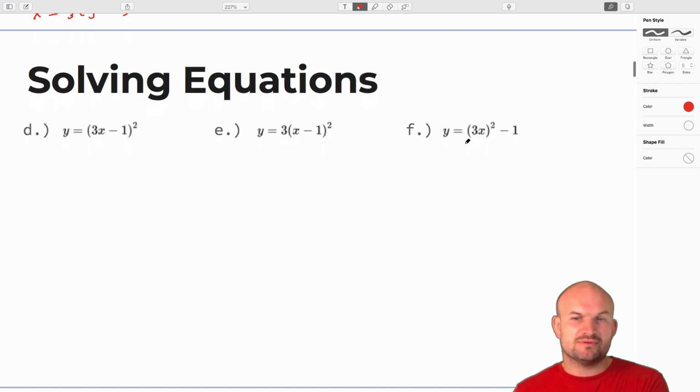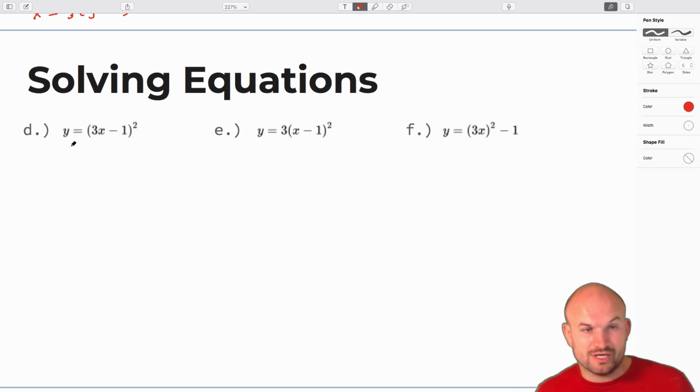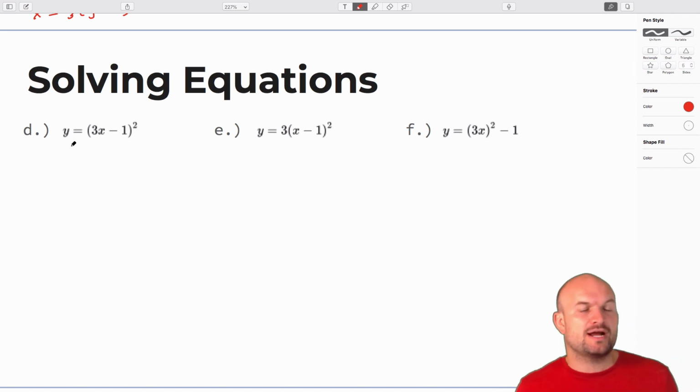Each one of these problems is different based not on the grouping symbol we're using, but on what they are grouping. And then we also need to discuss the inverse operation. So the inverse operation of squaring is obviously going to be the square root.